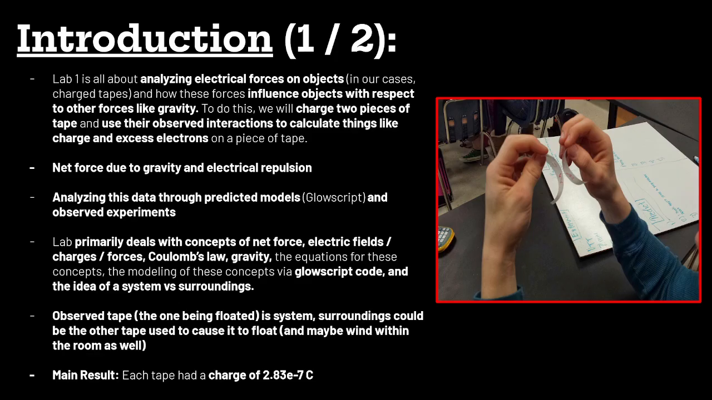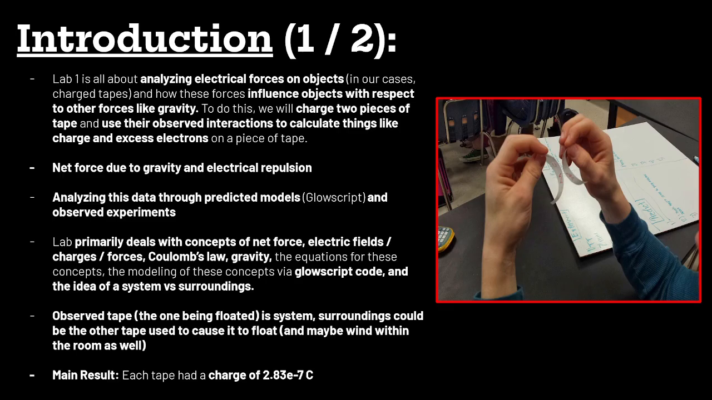There's a net force due to gravity and electrical repulsion. We analyze this data through predictive models like GlowScript code. This lab primarily deals with concepts of net force, electric fields, charges, forces, Coulomb's law, gravity, and others. The observed tape that we are doing is the system. Surroundings could be the air, the tape used to cause it to float, the one that we're pushing underneath it, and maybe wind within the room.